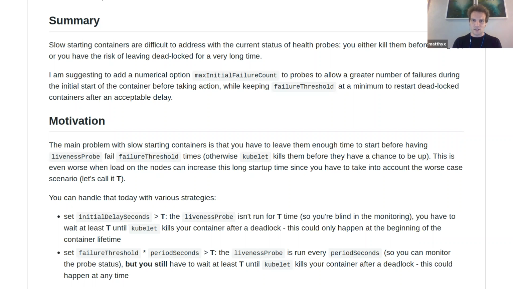So basically, I just propose to add a new setting to the probes that would allow specifying a higher number of failures before the probe succeeds for the first time. And then it all reverts to the same behavior as before.